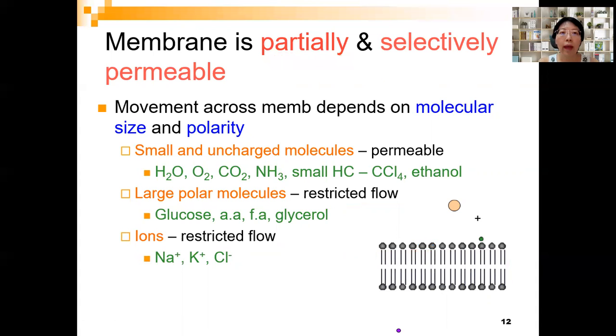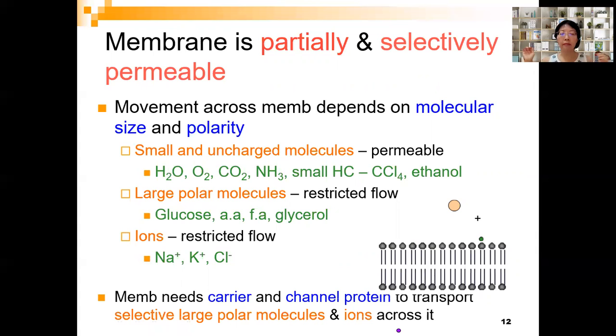So whether a particle can pass through the membrane depends on what? First, the molecular size, and also the polarity. That means whether they are charged or not charged.